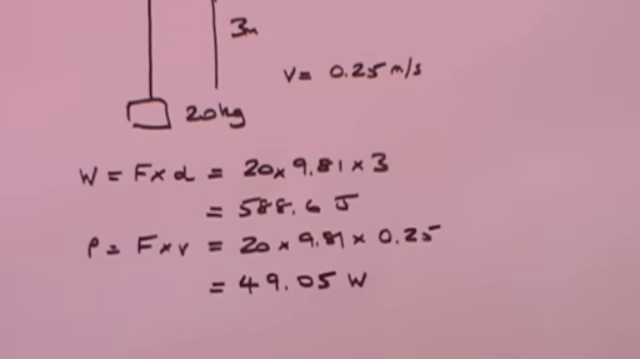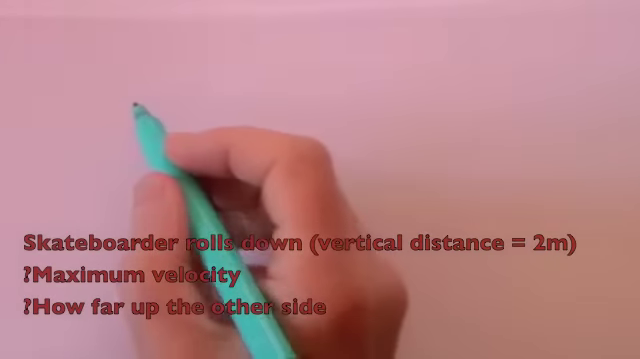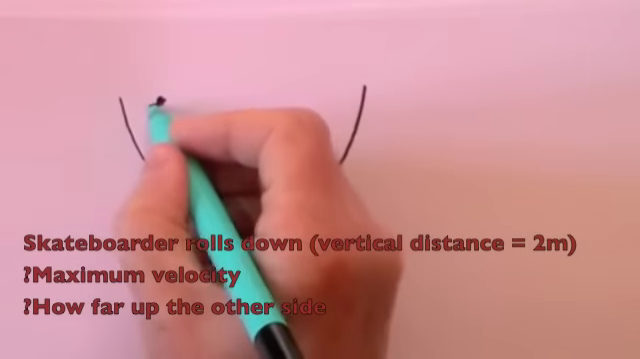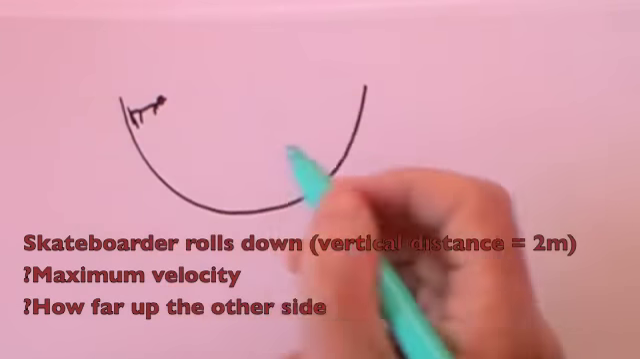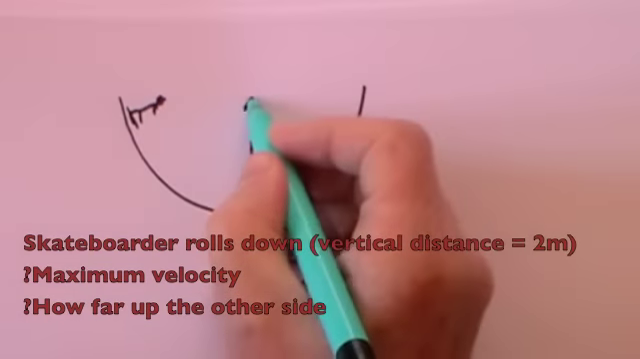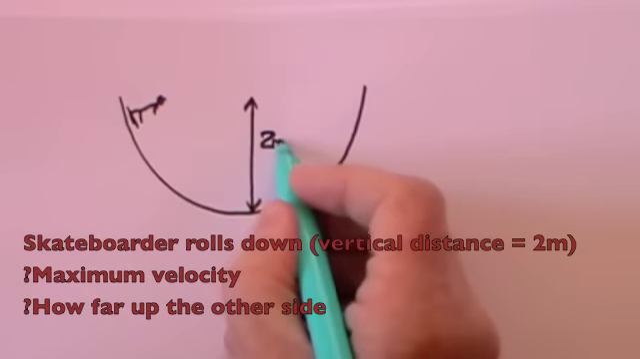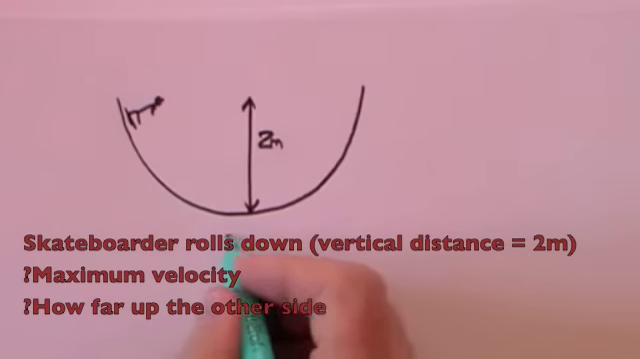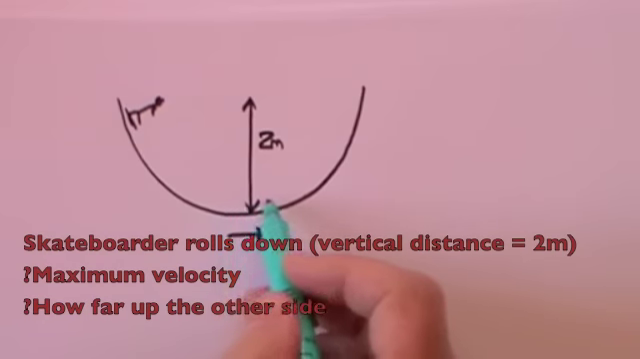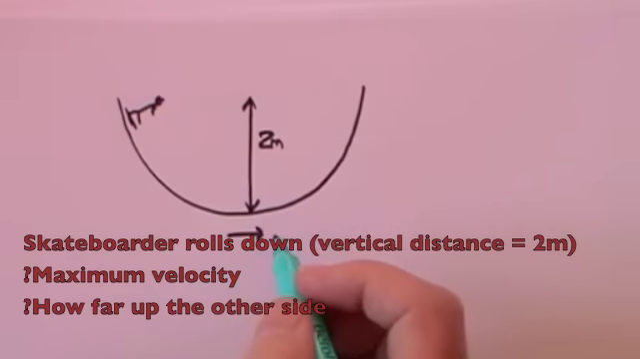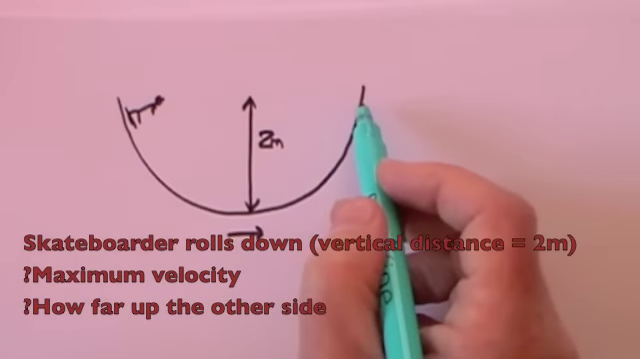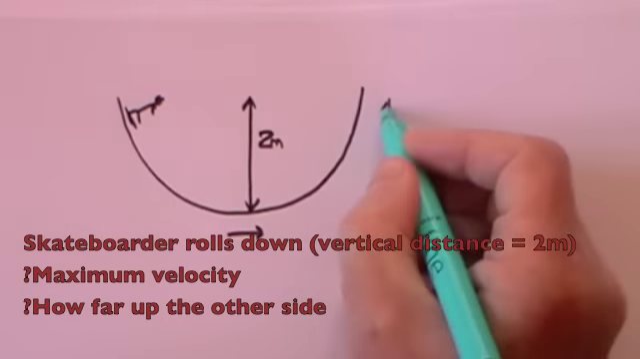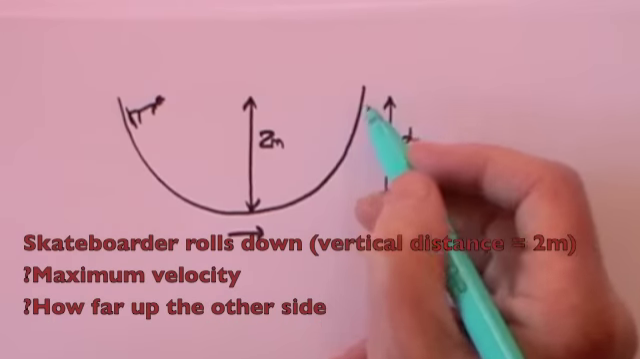49.05 watts. Question 18. A skateboarder is inside what is essentially a semicircle on his skateboard, and I can tell you the total height is 2 meters. The question I want to know is, what is the velocity of the skateboarder as he comes past the lowest point? And how far up the other side will the skateboarder travel? In other words, what is the distance d that the skateboarder will get to on the other side of the, as it were, semicircle?